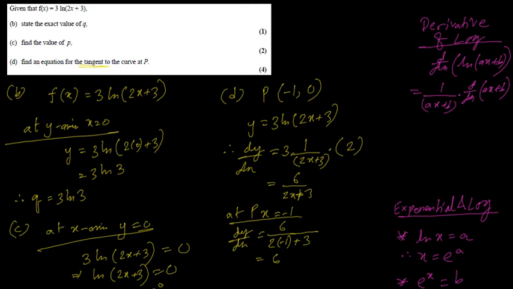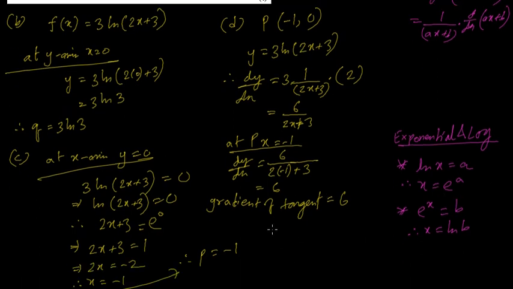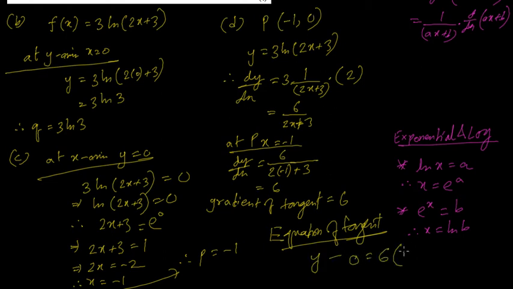Now you have to find the equation of the tangent. The gradient rule of C1 says gradient of tangent and gradient of line is the same. The curve and the tangent have the same gradient. So gradient of tangent equals dy by dx, which is the gradient of the curve. So 6 is the gradient. Now let's find the equation. Equation of tangent: y minus y1, which is 0, equals m, gradient is 6, times x minus x1, minus minus plus 1. We can write y equals 6x plus 6. That's the equation of the tangent.